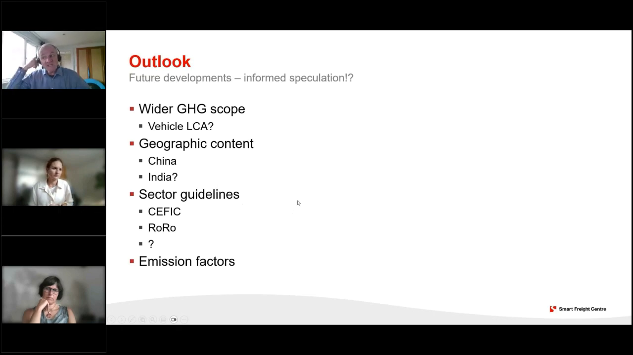We did have a mail and parcel guideline in version 2 of the GLEC framework. That's a little bit dated, so we've stripped that back a bit and put it in a different place, but we can see that an update to that may well come back in a future version, and I'm sure there are other sectors that would benefit as well.